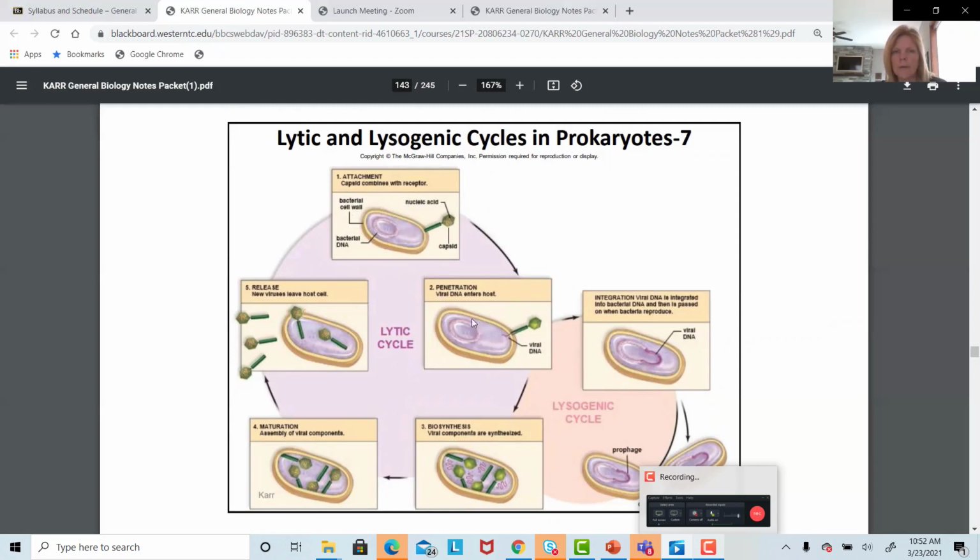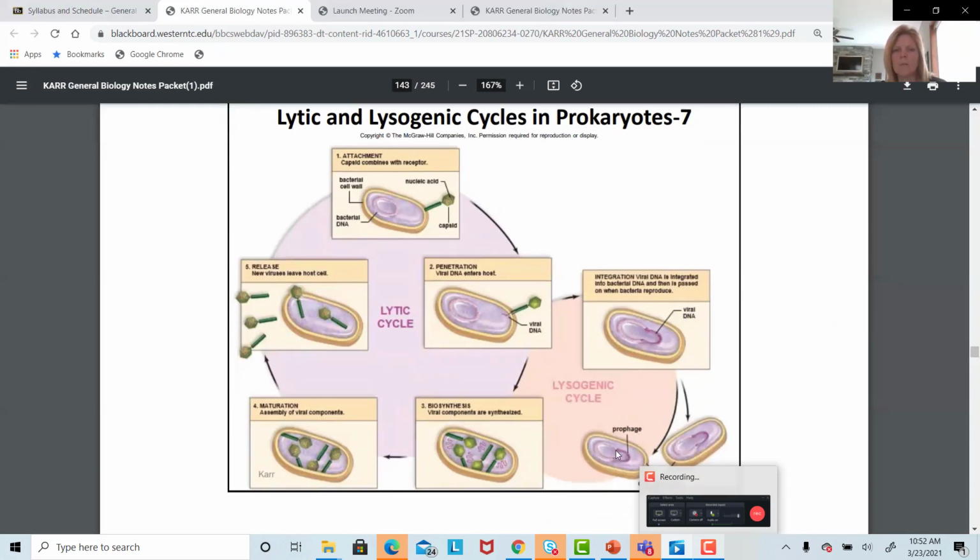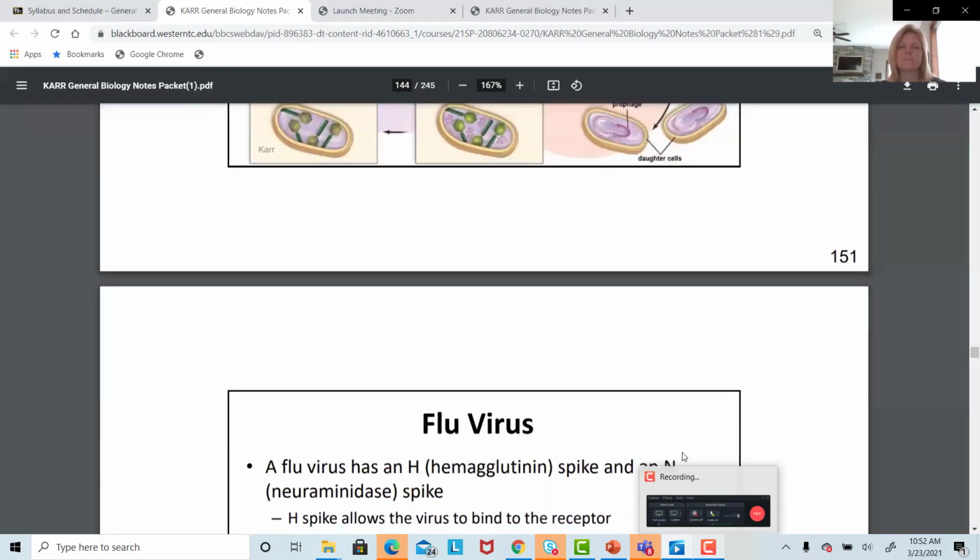So here's the DNA of the bacterium. Now it's incorporating the viral DNA into the bacterial DNA, and it's making more and more of that virus inside of that bacterium. It matures and it's ready to be released. So it destroys the cell and releases those new copies of the virus. So again, this is the lytic cycle. And the lysogenic cycle is when the cell is just hanging out. It has the DNA inside of it, but it's not actively reproducing yet.